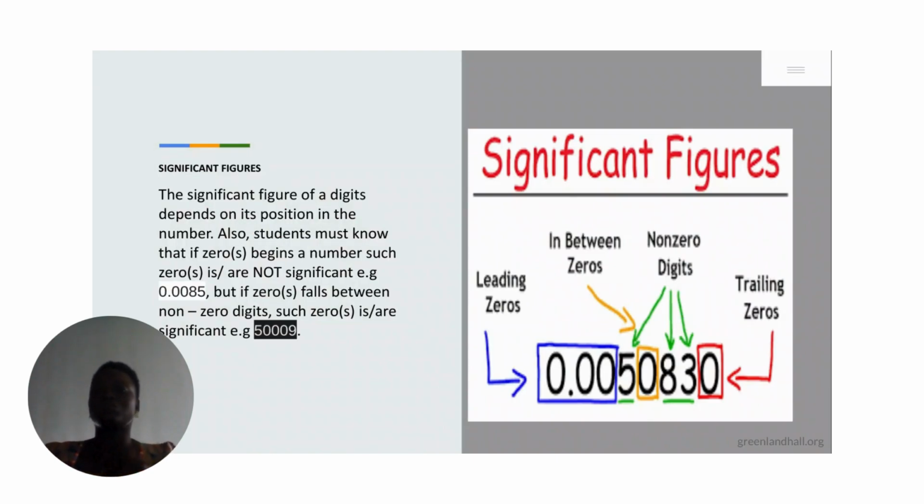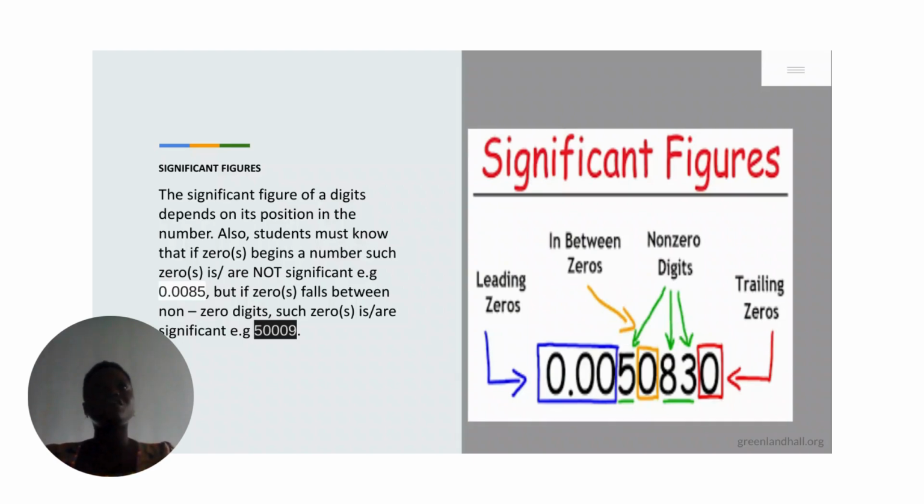Now we move on to significant figure. The significant figure of a digit depends on its position in the number. Also, you must know that if zero begins a number, such zero or zeros are not significant. You won't count them. That's what it means. They are not relevant. You won't count them as part of the significant figure.